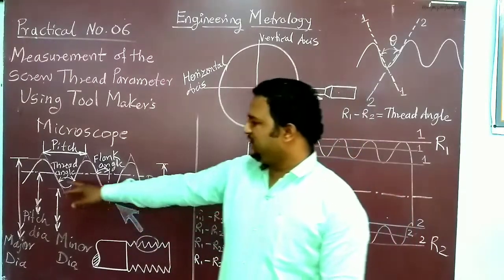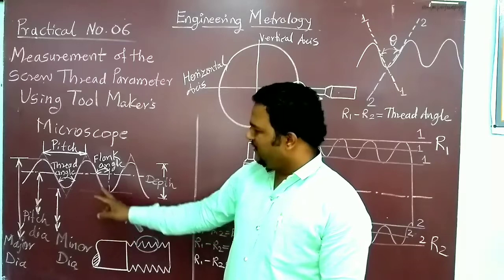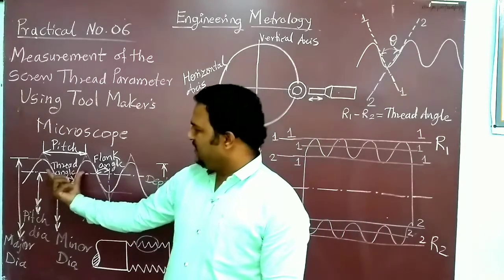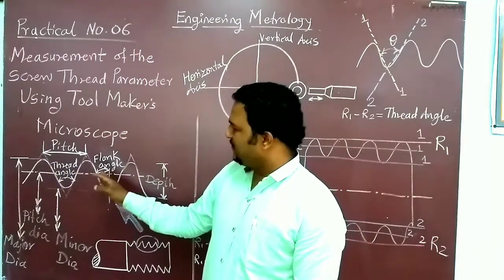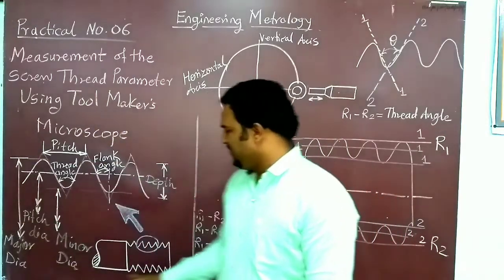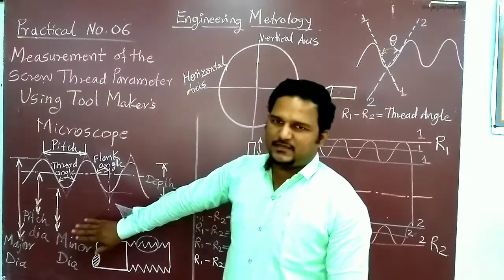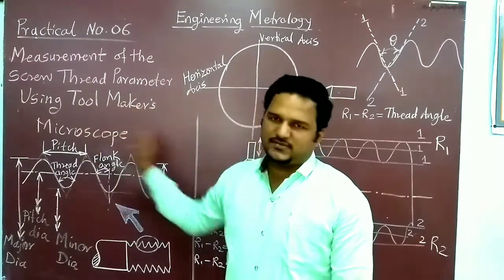Next terminology is thread angle and flank angle. Flank angle is the angle with the vertical to the flank, that is flank angle. Thread angle is the angle included between two threads. So in this case, flank angle is half of the thread angle. So that is what terminology we discussed in the last lecture. In today's lecture, we are going to check and measure all this terminology with the help of tool maker's microscope.